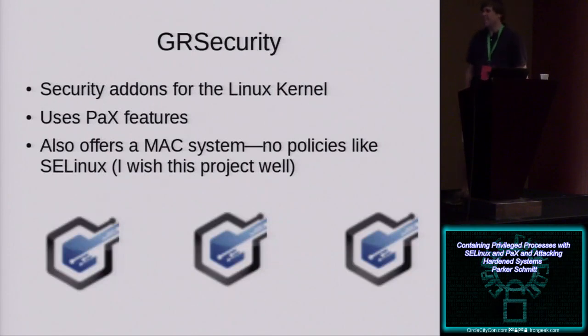So the third one, GRSecurity, and that contains the PaX project. So what they've essentially got is a lot of features that look for PaX alerts. When PaX kills something, it'll take a response. And it also has a MAC system. I actually like it better than SELinux, but there's one reason I focused on SELinux.